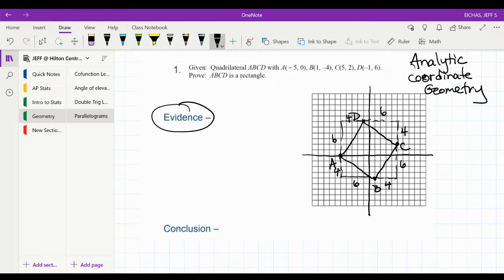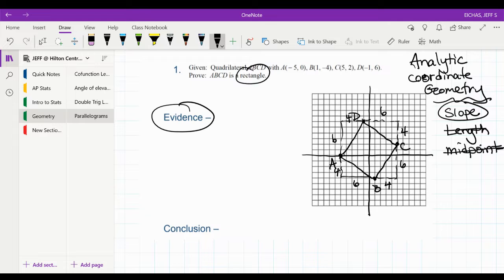So in our analytic or coordinate geometry proof, we have 3 choices for our evidence. You're either going to calculate slope, length of the sides, or you're going to calculate the midpoint. Now, midpoint's out. You could probably do some length, but we don't need it for a rectangle. So let's go with slope, and the goal is to show that they're all right angles. That is going to be, we're searching for slopes that are negative reciprocals.